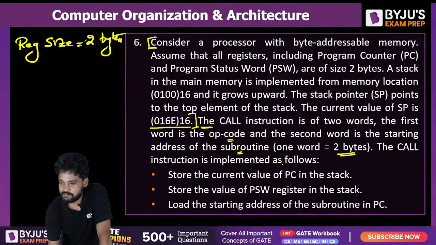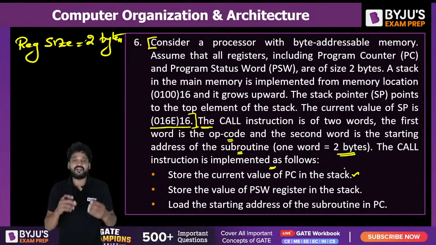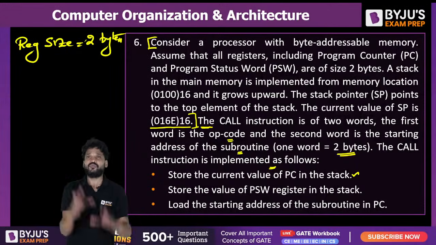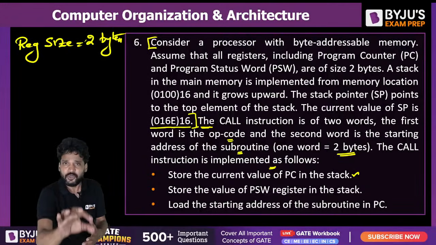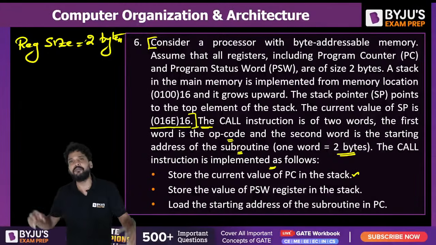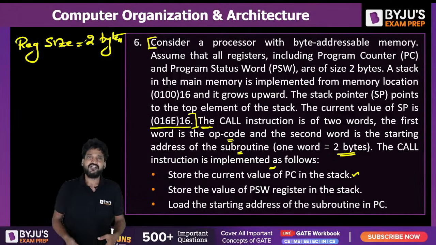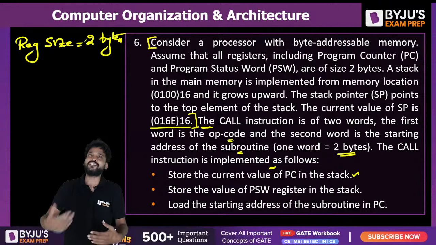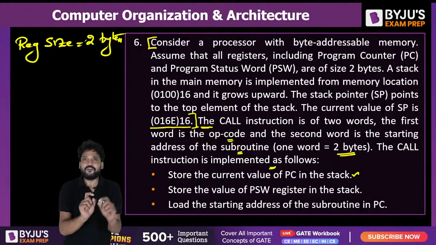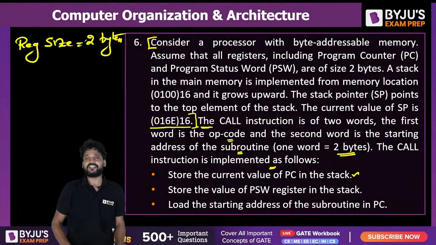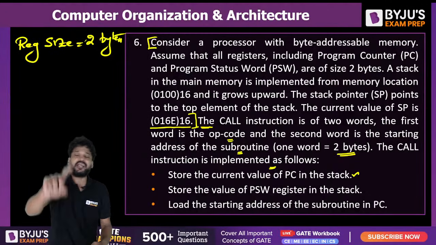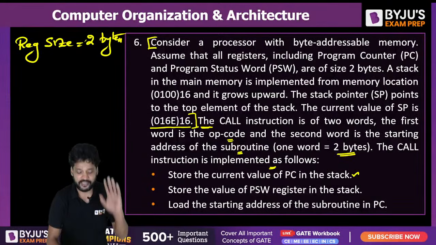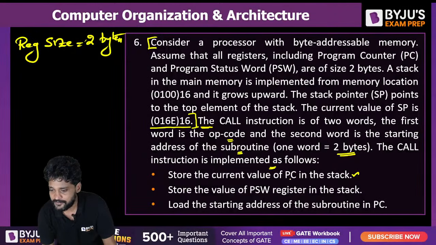The call instruction is implemented as follows. Whenever a call instruction is executed, store the current value of the program counter into the stack. Every time a subroutine is called, the current program counter value will be pushed into the stack. A routine is calling the subroutine. Before we actually call the subroutine, in order to return back, we should first store the program counter value. The program counter value will always be stored into the stack. So during a call instruction, the current value of the program counter will be stored into the stack.